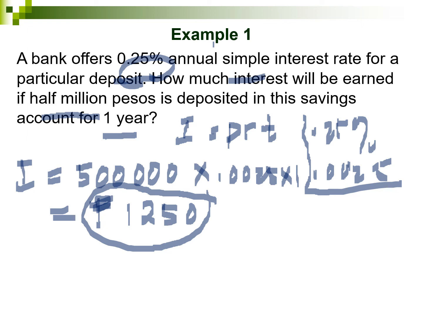So we are asked to give only the simple interest. How much interest? So no need to add 1,250 to 500,000 pesos. So this is the interest after 1 year.